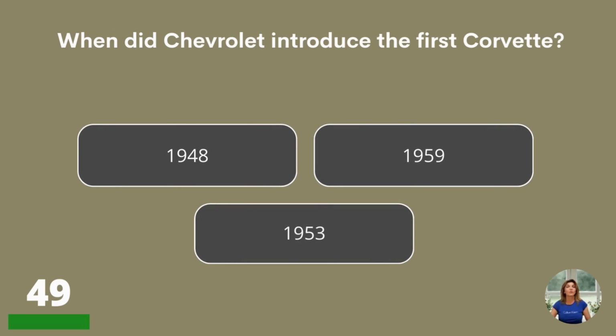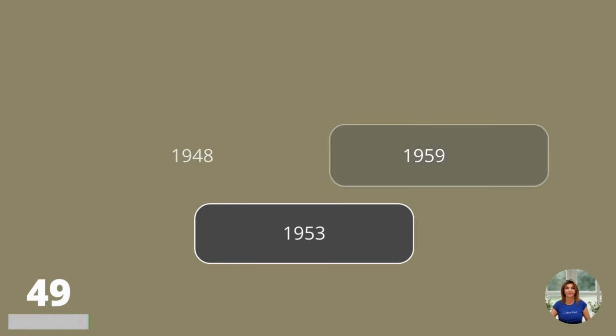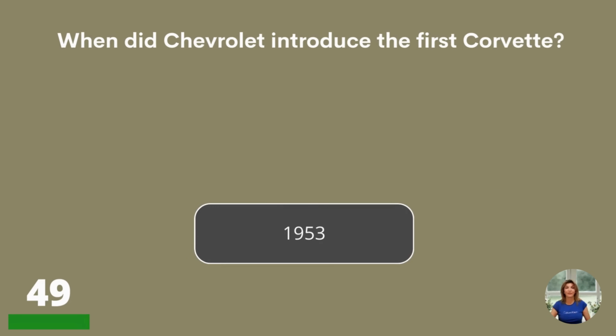When did Chevrolet introduce the first Corvette? 1948, 1959, or 1953? 1953.